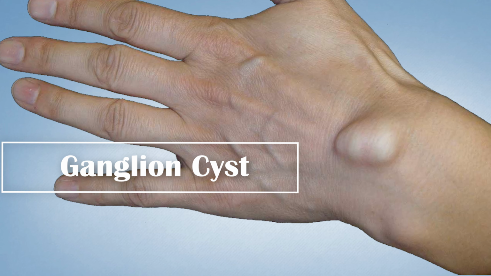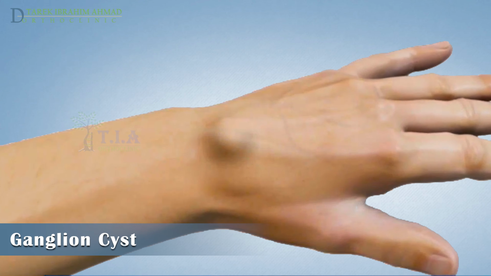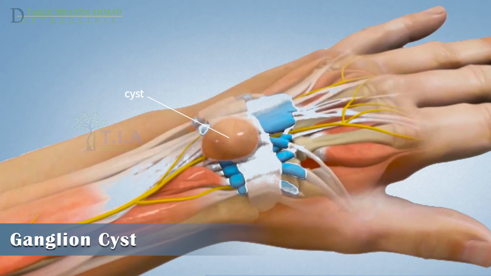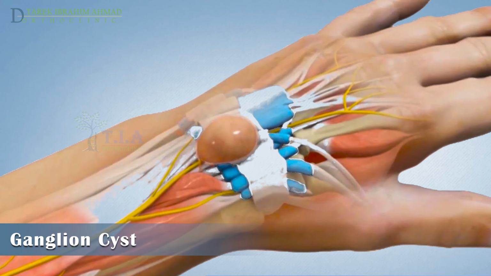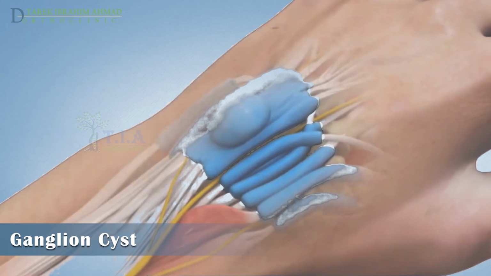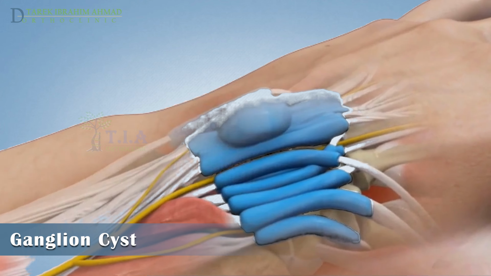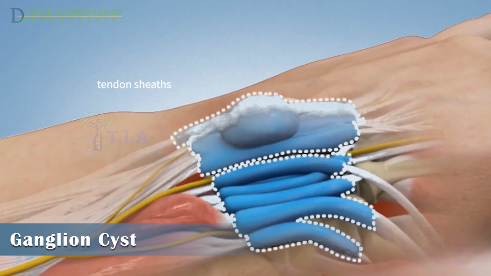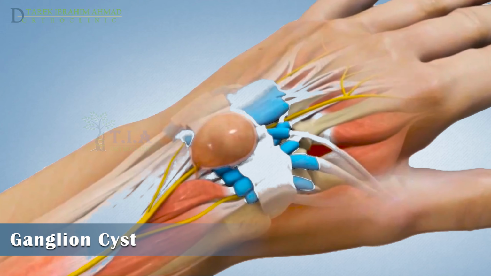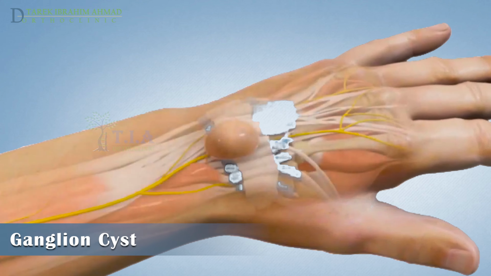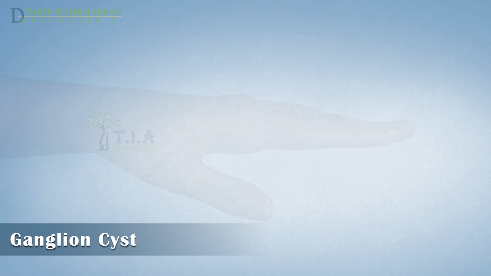Wrist and hand ganglion cyst. A ganglion cyst is a fluid-filled lump under the skin. It is often found over a joint or in a tendon in the hand or wrist. The ganglion cyst forms when there is a small tear, herniation, in the sleeve of thin tissue covering a joint or tendon. The tissue bulges and forms a sac. Fluid from the joint leaks into the sac and causes swelling.